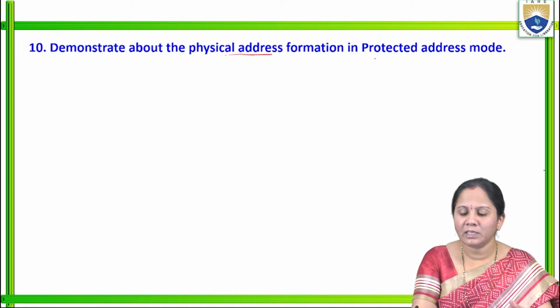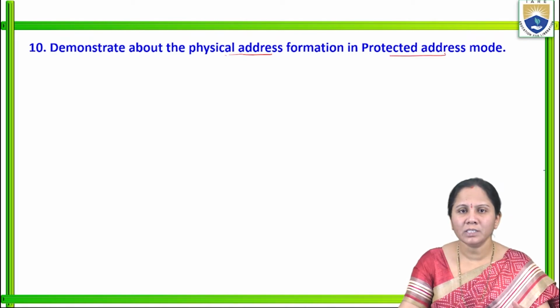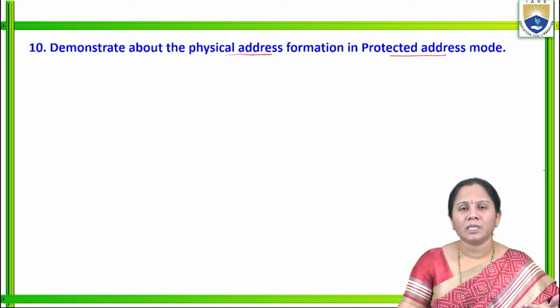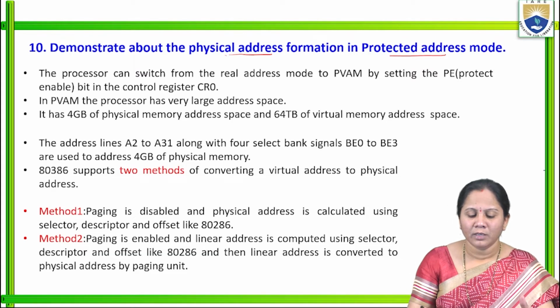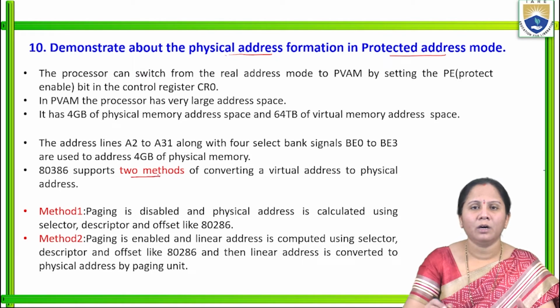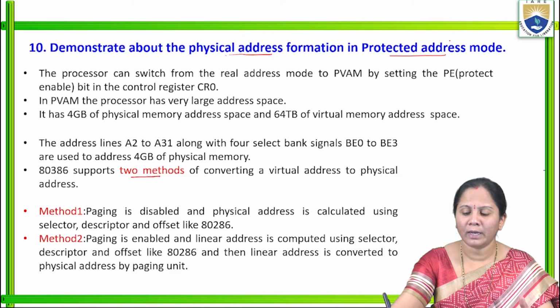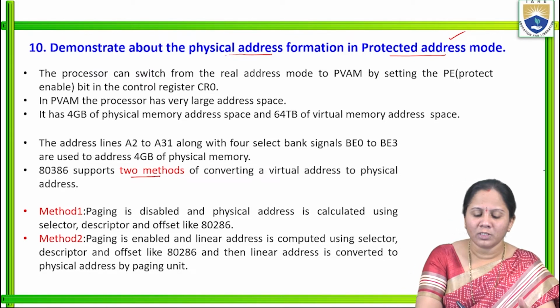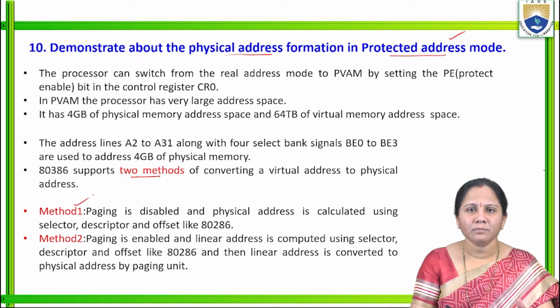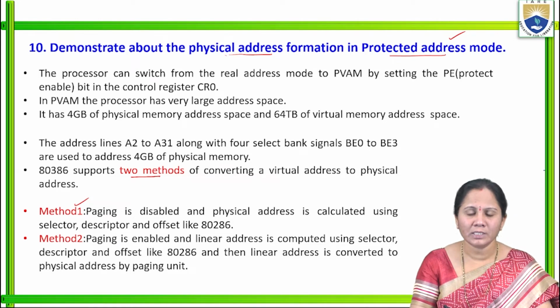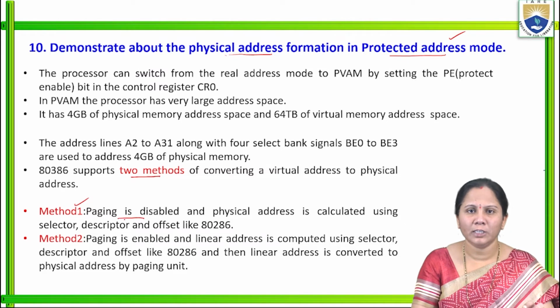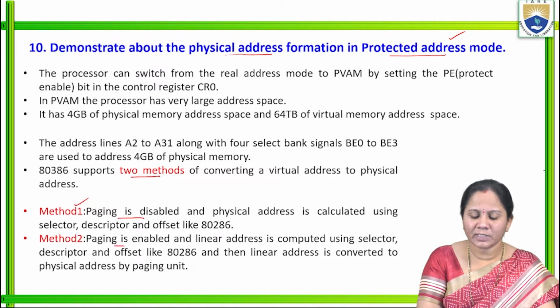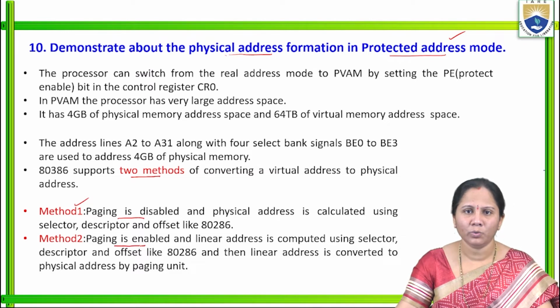Demonstrate the physical address formation in the protected address mode. Here, physical address calculation will be different for the real mode and different for the protected address mode. Generally, there are 2 methods that can be followed in order to calculate the physical address during protected address mode. What are these 2 methods? Method 1, we can calculate the physical address by disabling the paging unit, and we can also calculate the physical address by enabling the paging unit.